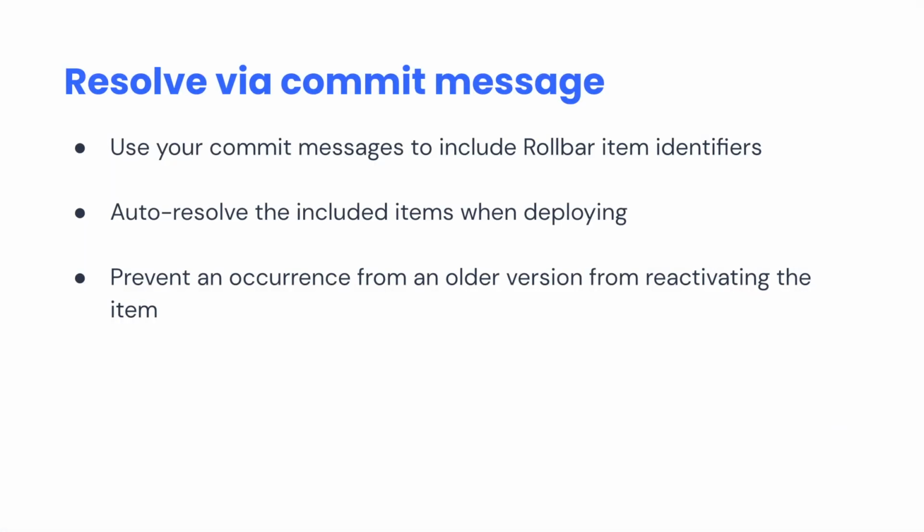In addition to providing visibility between code revisions and item occurrences, you can also resolve items in a specific version or via commit messages. Resolving through commits saves you the time of manually resolving items in the Rollbar UI since it is handled by source control once the commit is deployed.